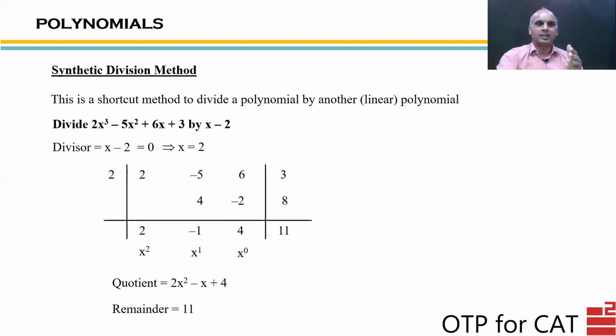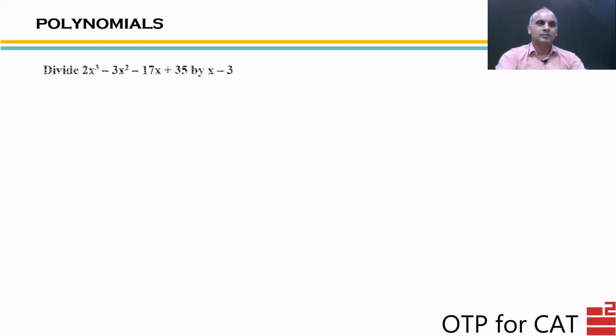So I feel that this method is better than the previous one, the conventional method. We'll take some more examples to clarify this further. Now let us divide this polynomial by x minus 3. As I've already mentioned, we will first write the coefficients with some space. So we have 2, minus 3, minus 17, and 35. The divisor is x minus 3, so equating it to 0, we get x equals 3. And that 3 I put to the left side of the vertical line.